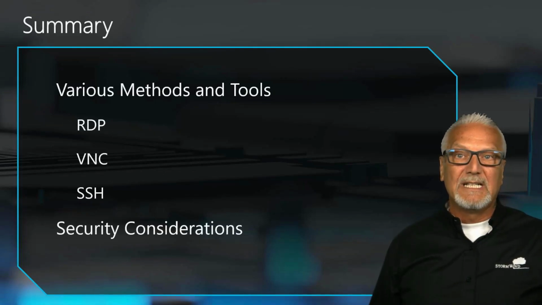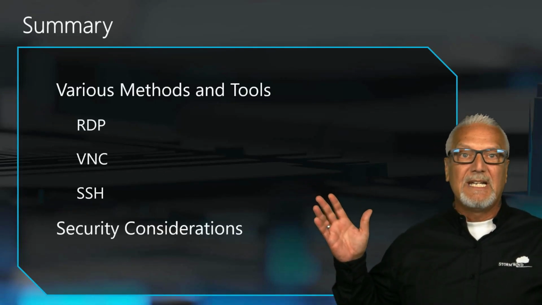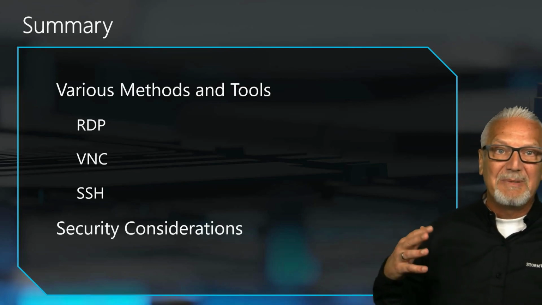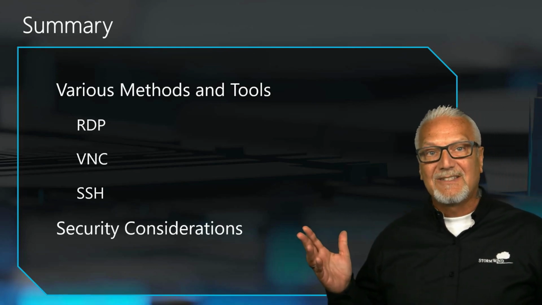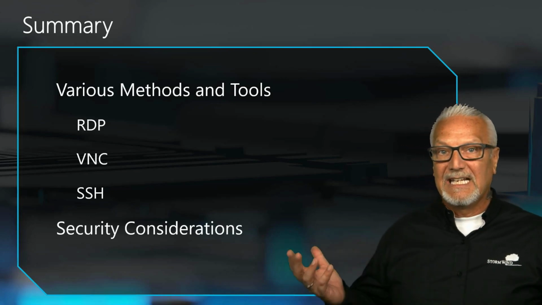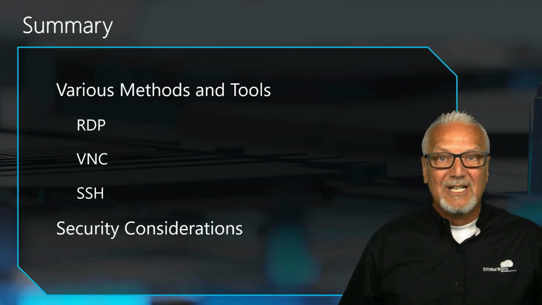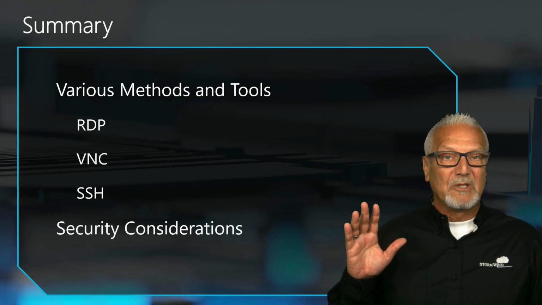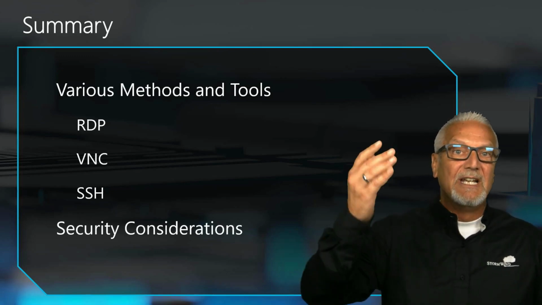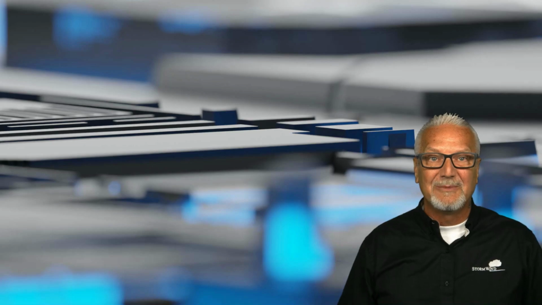So for the 220-1102: RDP, Windows. VNC, very much like RDP, but not necessarily Windows. SSH, a terminal connection typically seen in Linux or Unix. And in security considerations, for example, RDP uses port 3389. Usually we're going to want to have a VPN connection first, and then RDP into any of the machines we see.